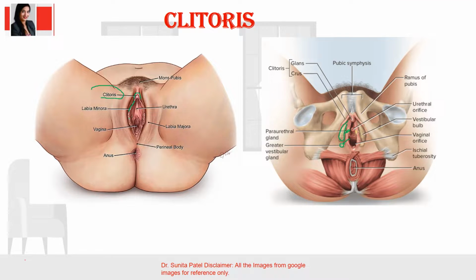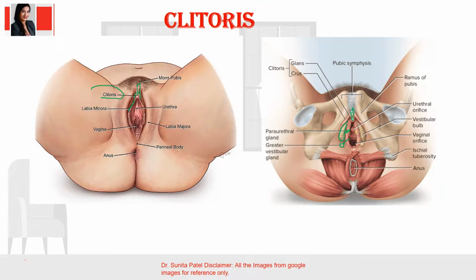The clitoris is present inside our body, and this is the glans, and the glans has a body, and the body goes towards the pubic symphysis. Over here, we can see the body going upwards towards the pubic symphysis, and this body attaches to the pubic symphysis in the central part, connective tissue, with the suspensory ligament. With the help of this suspensory ligament, the clitoris is held with the pubic connective tissue.